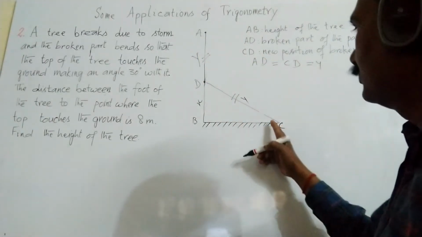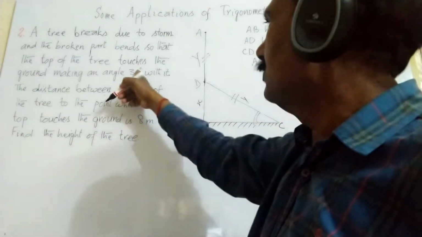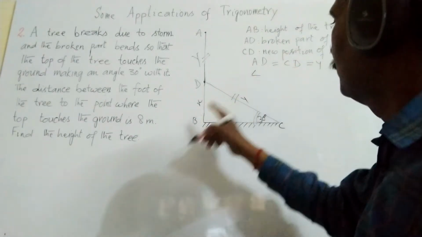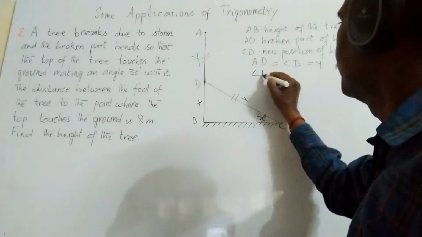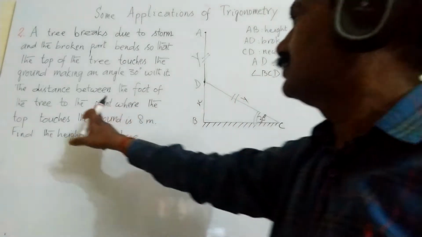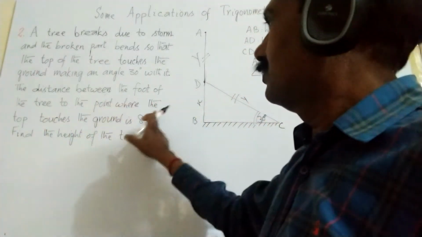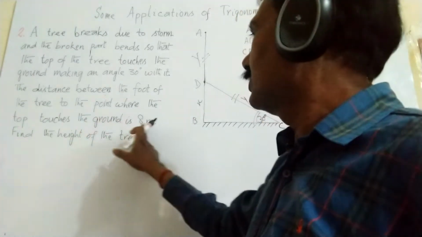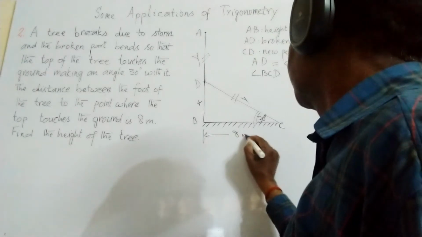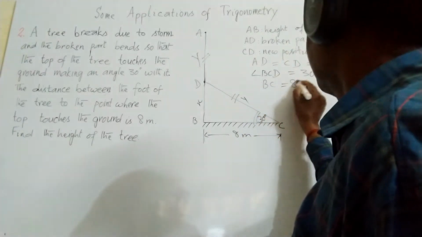And this broken part makes an angle of how much? 30 degrees. Which angle is this? Angle BCD is 30 degrees, and the distance from the foot of the tree to where the top touches the ground is 8 meters. So BC equal to 8 meters.